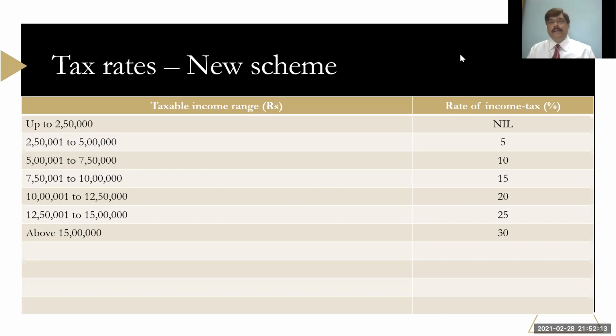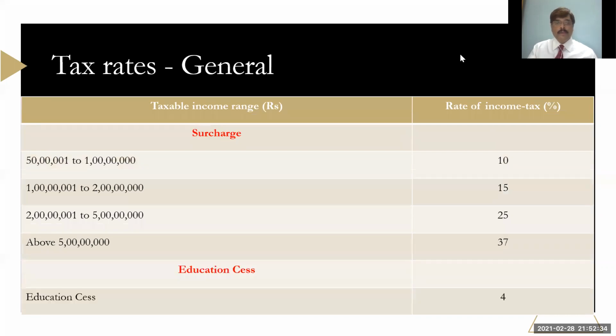If you see, there are seven slabs here, and the tax rate varies across various slabs. It starts from 5%, and at the highest level, it is 30%. In addition to that, there is a surcharge and education cess. The surcharge varies from 10% to 37%, and education cess is 4% at all the levels.